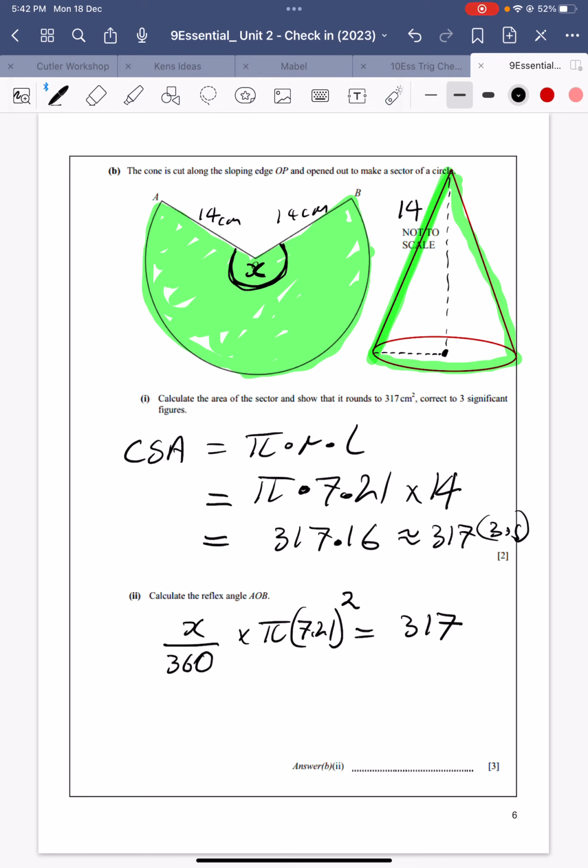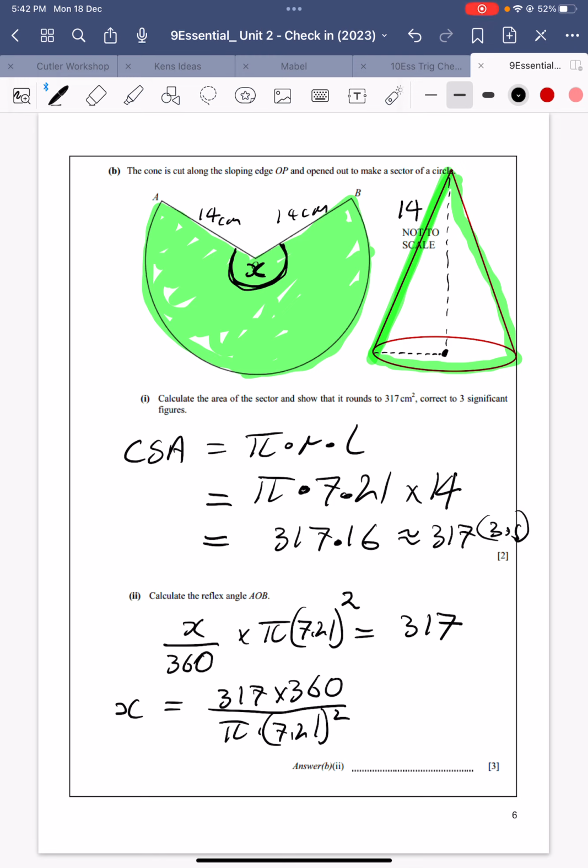And those on your TI Nspire can just go ahead and do an nSolve. Those who like to play with the algebra, we can just rearrange this. The 317 is times the 360, but it's divided by the pi times the 7.21 squared. And again, we'll just go to our calculator just to find the accurate answer for this.